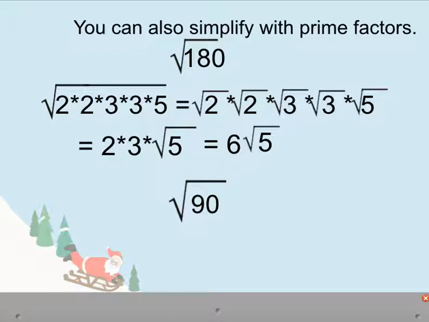How about this one, the square root of 180? Now this is put into its prime factorization, so we can see the square root of 2 times 2 times 3 times 3 times 5. We can use that method of circling and popping.